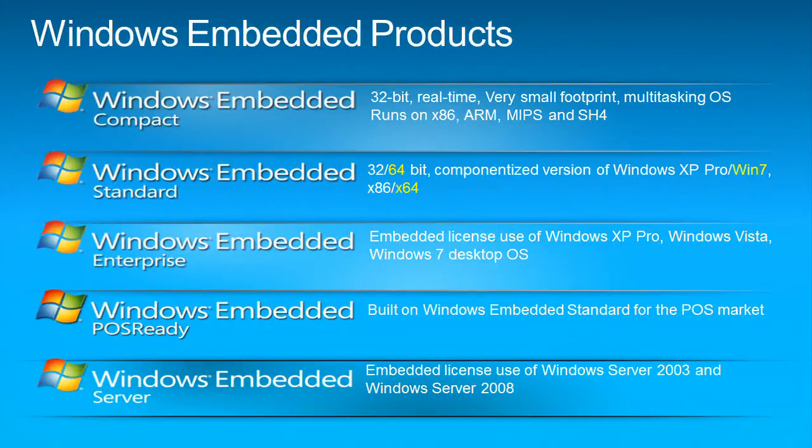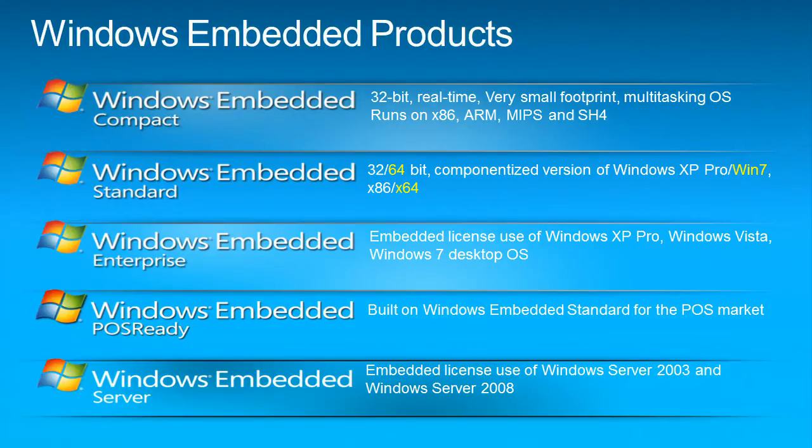The Windows Embedded products, let's start with the smallest one. It's Windows Embedded Compact. This is Microsoft's only hard real-time capable operating system. So it's really designed for industrial automation. You can get below 100 microseconds of response time. It's very small. Multitasking OS and runs on a variety of different processors, beginning from x86 to Hitachi SH4.